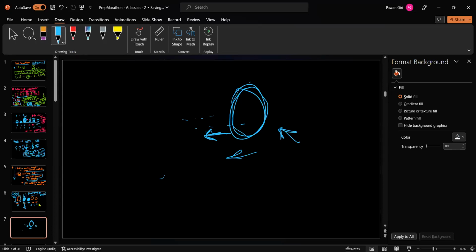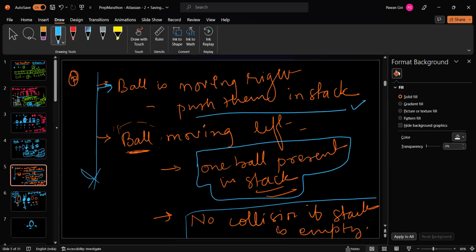So in this way, we use a stack for this. If a ball is moving right, we push it in the stack. If a ball is moving left, there are two chances: one for collision, one for no collision. For no collision, what is the condition? My stack is empty. So there is no ball before the current ball which is moving right. So this is the chance of no collision.